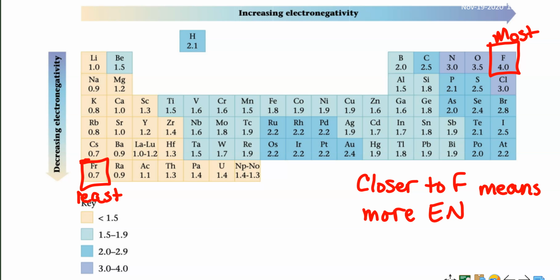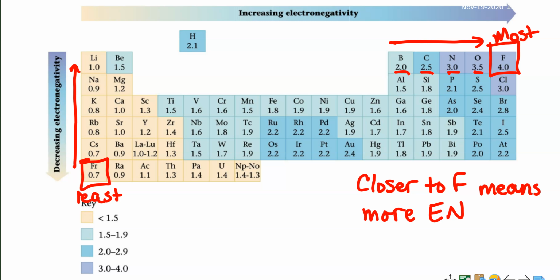Okay, and we see this pattern. As I go up the column, they tend to get bigger. Lithium is smaller than sodium, which is smaller than potassium, and so on. As we go to the right, we notice they tend to get bigger as well. Boron is 2, carbon is 2.5, nitrogen is 3, oxygen 3.5, etc.